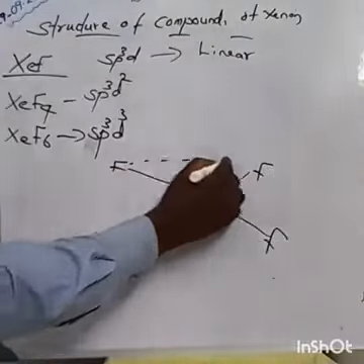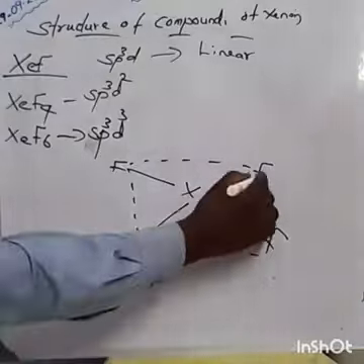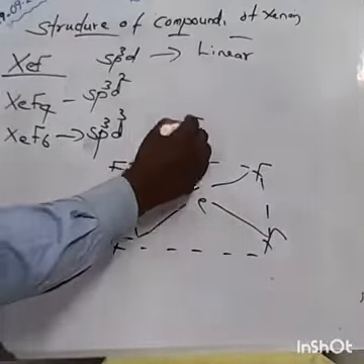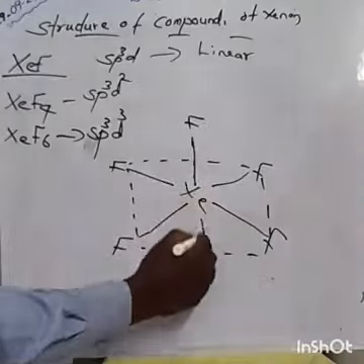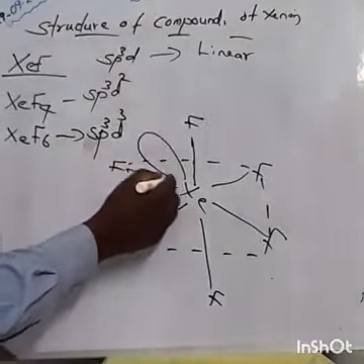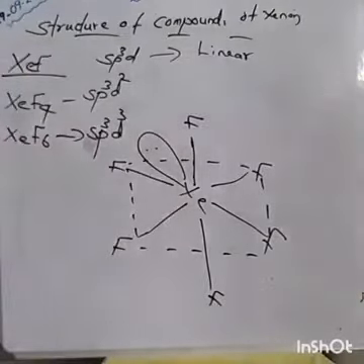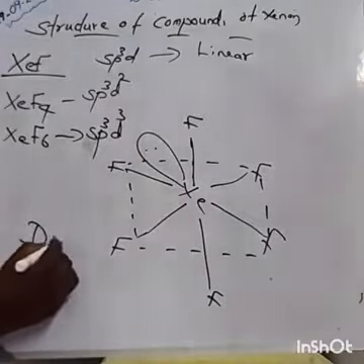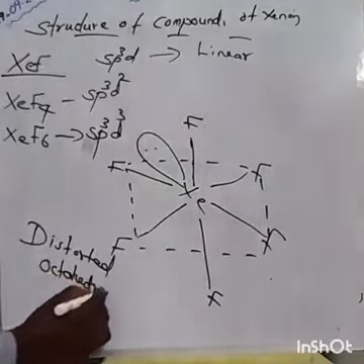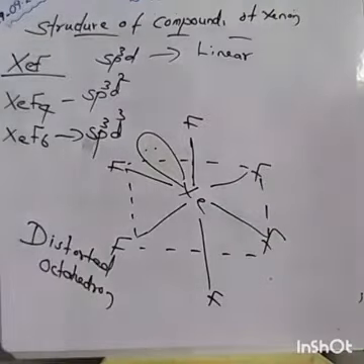XeF6. Yes, being that only the 3 and the 1 d orbital, okay, 1 d only. So this is a distorted octahedron, and also having one lone pair of electrons. Xenon having one lone pair of electrons. The shape, don't forget to draw the shape, okay? Can you draw it?